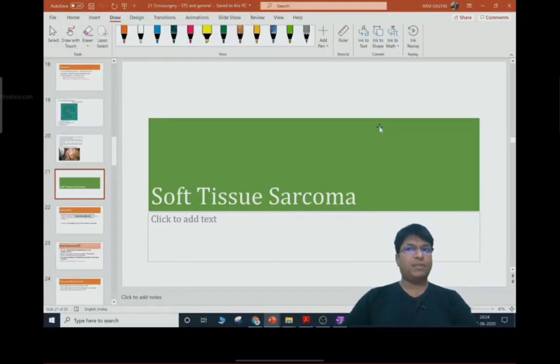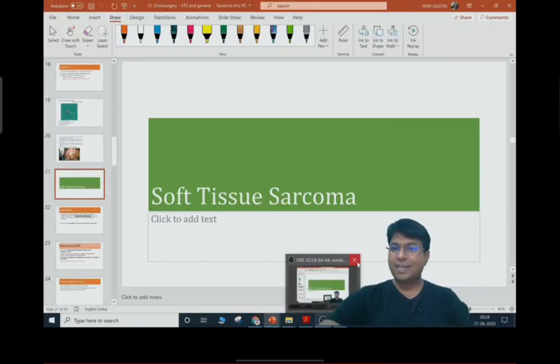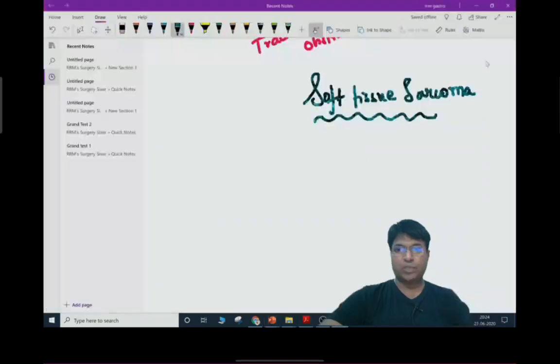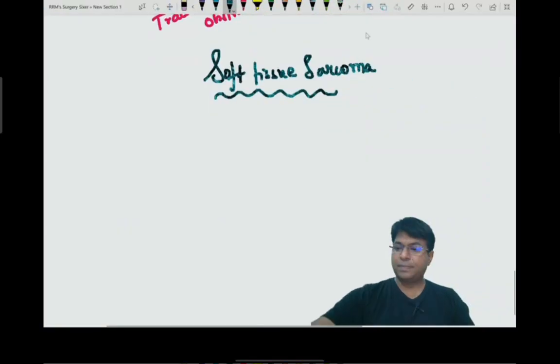It's a very rare tumor. In my practice so far, I have seen only some 5 to 6 cases. It corresponds to only 1% of adult tumors. So please remember, it corresponds only to 1% of adult cancers.